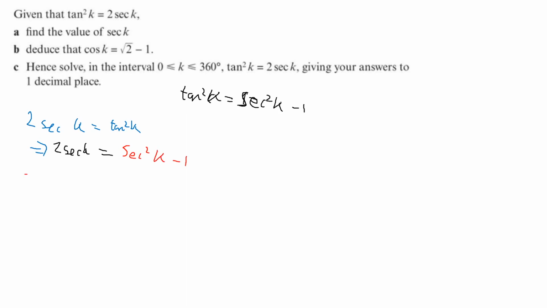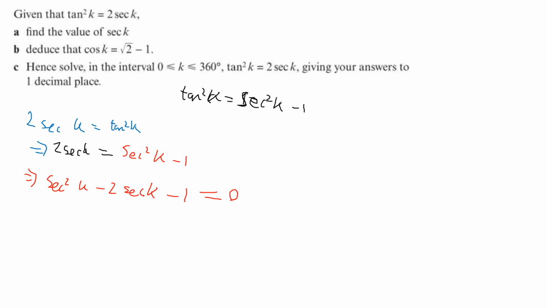Let's make it all equal to 0. So sec squared k minus 2 sec k minus 1 equal to 0. What are two numbers that add up to make minus 2 but multiply to make minus 1? Okay, I can't think of one.